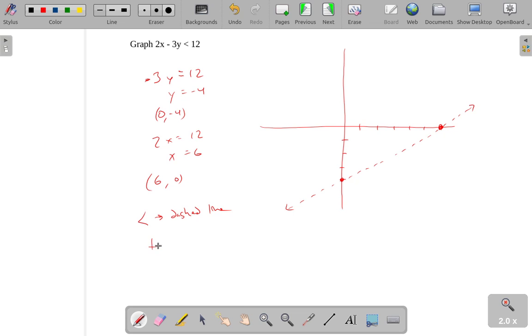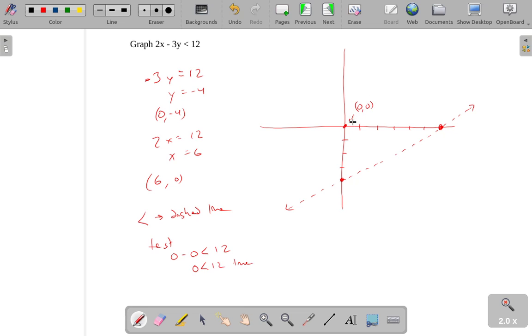So what I'll do is I'll just test a point. My favorite point to test here is the origin, because plugging in zeros into an inequality is exceptionally easy. If I start off with 2x minus 3y and I plug in zeros for both x and y, I get 0 minus 0. So 0 is less than 12 is true, which means this is 0, 0 right here.